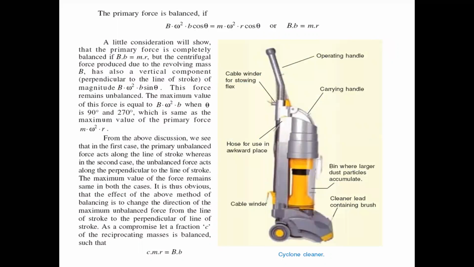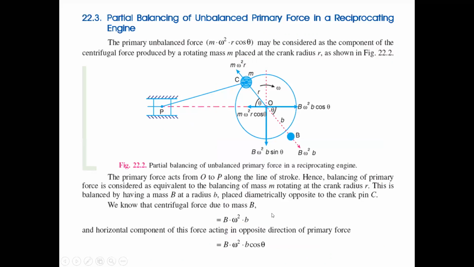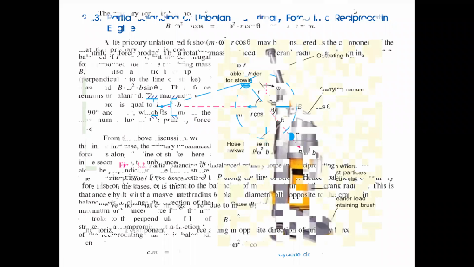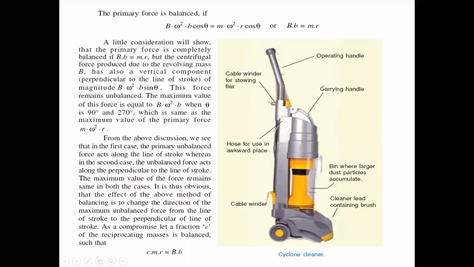Now the primary force is balanced. The primary force is going to be balanced if B omega square b cos theta equals m omega square r cos theta.